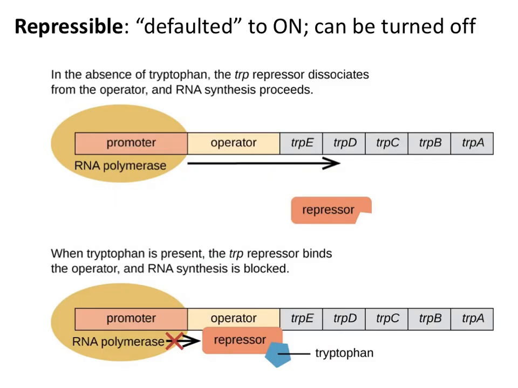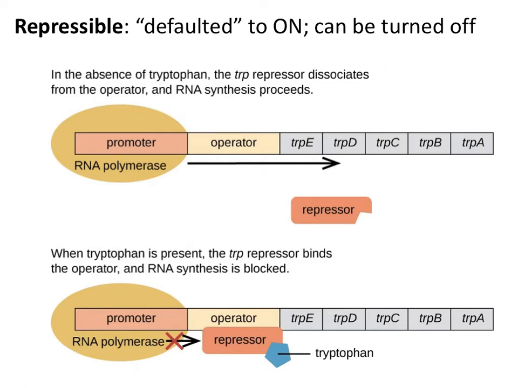So there's two types of operons. One type is repressible. Repressible operons are usually on. They can be turned off. That's why they are repressible. I can repress them. So when they're on, they look something like this, with the RNA polymerase bound, the repressor not bound, and the RNA polymerase moving along and transcribing.